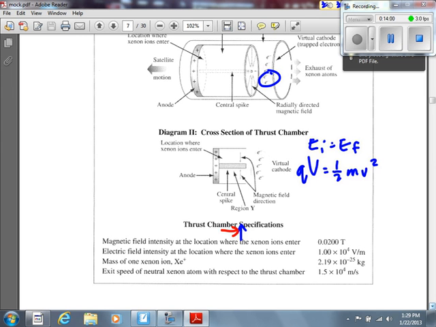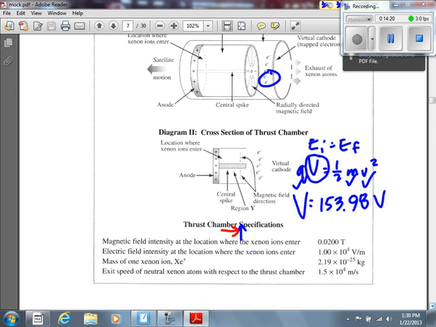Let's try this. Okay, we've got Q, we've got M, we've got speed. We can solve for big V, which is the potential difference. It comes out to be 153.98 volts. It's not what we're looking for. So what do we do?